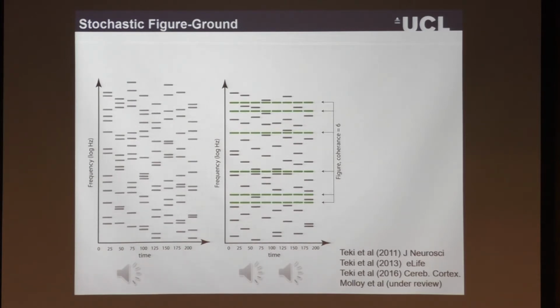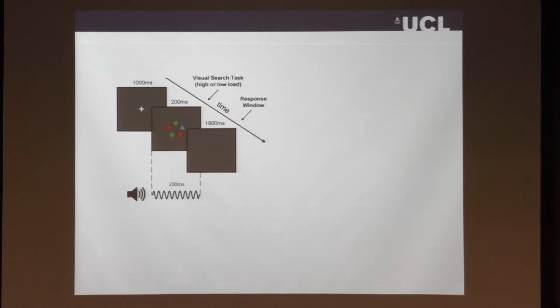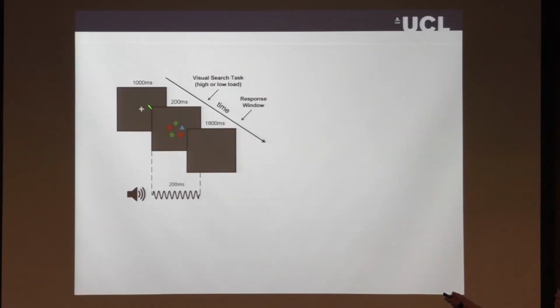But what happens if we deplete resources? And the way we depleted them was very similar to the previous tasks that I've shown you. Exactly the previous task didn't quite work because we needed to lengthen the presentation of the stimulus to 200 milliseconds, and the search task, when you lengthen the time during which the display is present, becomes too easy. So it wasn't loading enough.